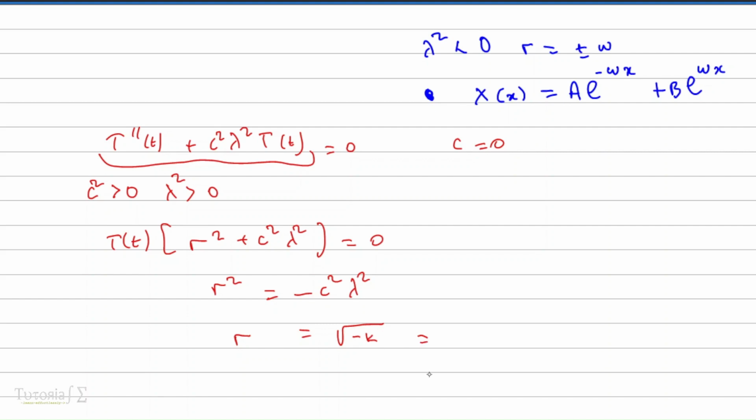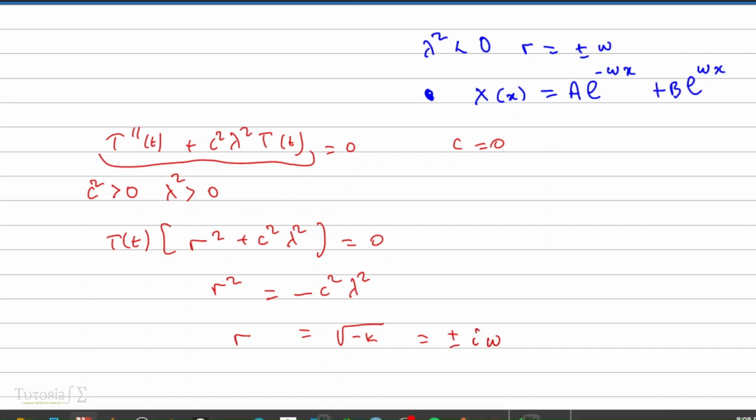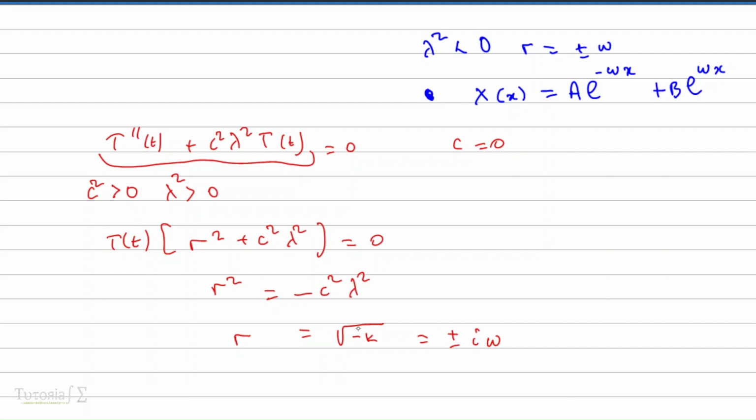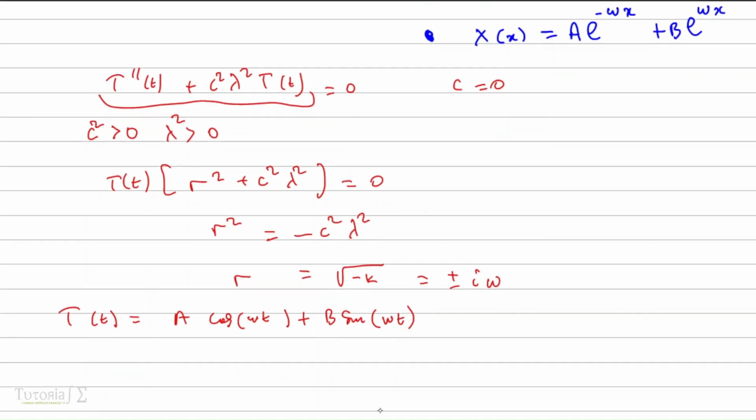And what is the square root of a negative number? It's a complex number. So we're going to have plus or minus iw. And when r is a complex number, what is the value of T? It will be A cos wt plus B sine wt. Okay, that's good.